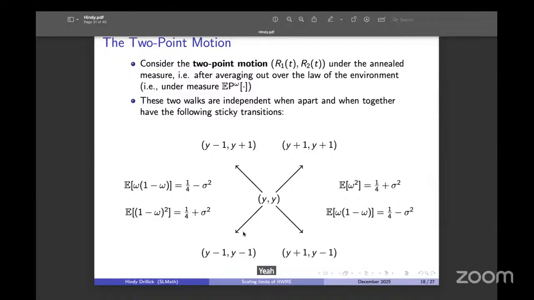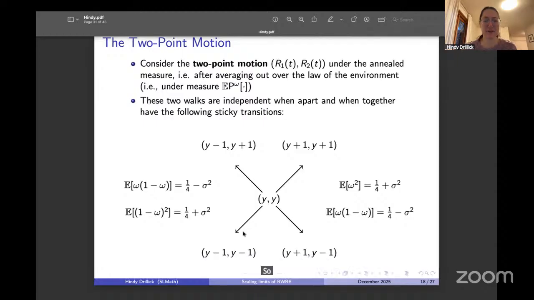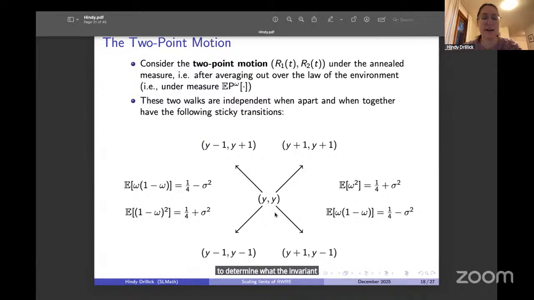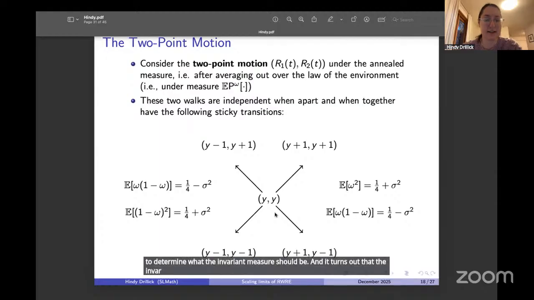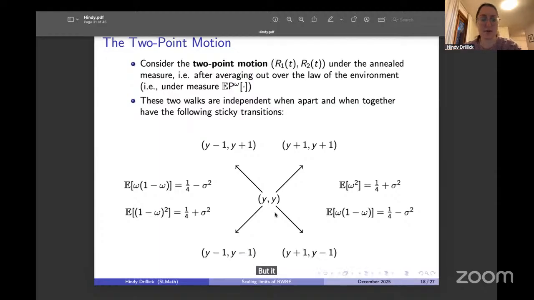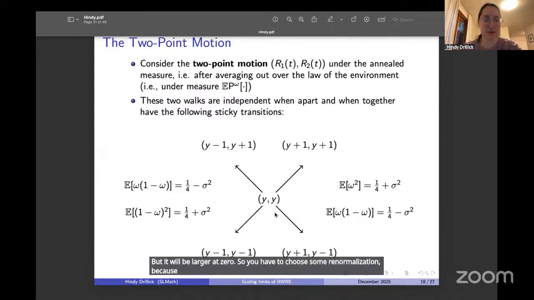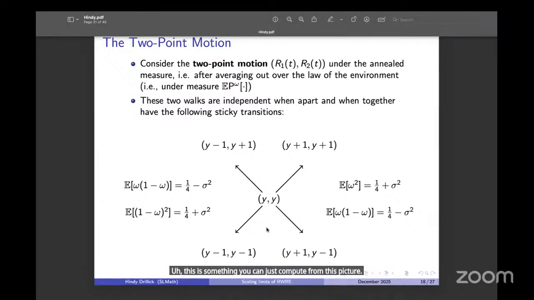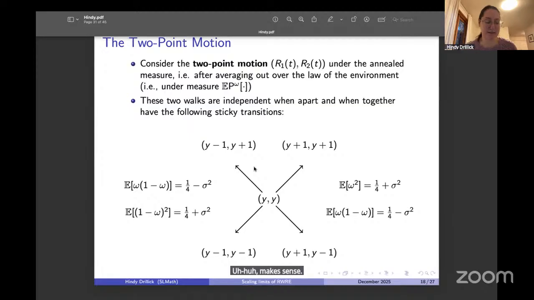If you look at this random walk, it should have an invariant measure, an infinite invariant measure in the sense of Markov chains. For this nearest neighbor case, the invariant measure is actually reversible, so you could just try to solve the detailed balance equations to determine what the invariant measure should be. It turns out that the invariant measure is constant everywhere except 0, but it will be larger at 0. You have to choose some renormalization because the invariant measure is only unique up to renormalization. Suppose I renormalize it so that it's 1 everywhere except 0, then you can compute that at 0, it's 1 over 1 minus 4 sigma squared, from these transition probabilities. So it's really just solving the detailed balance equations for this random walk.